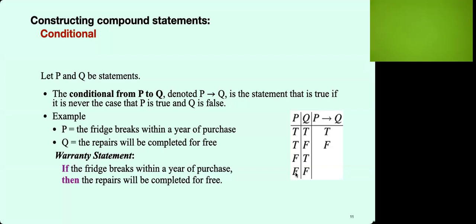That means that the fridge doesn't break within a year of purchase. So if the fridge doesn't break within a year of purchase, there are no repairs. So the warranty statement is automatically true if the fridge doesn't break. All right, so the P statement being false automatically gives us a true warranty statement. So those are both true values.